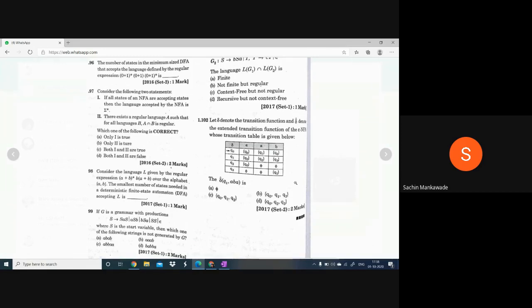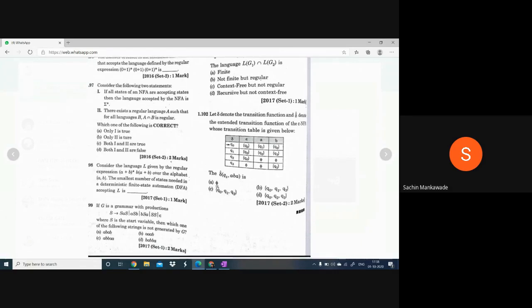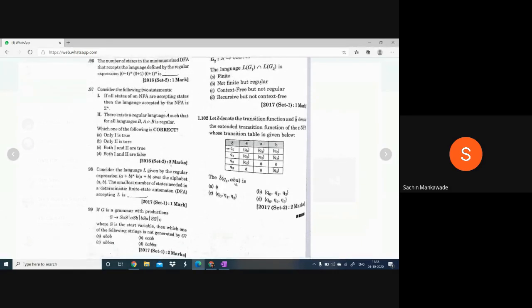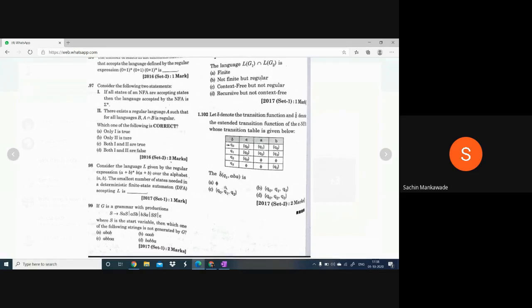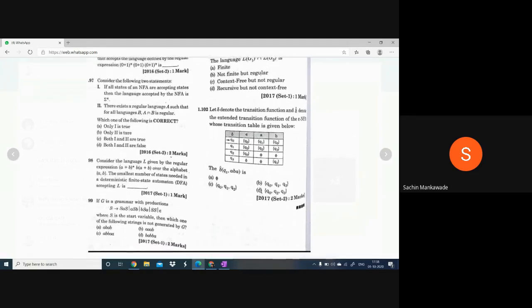He has given some table. He is asking delta of Q2 comma ABA. Means if the machine starts at Q2 and if ABA is the string, after scanning the string, to which states can the machine reach? Is it empty, or is it Q0, Q1, Q3? Options are given: A, B, C, D.